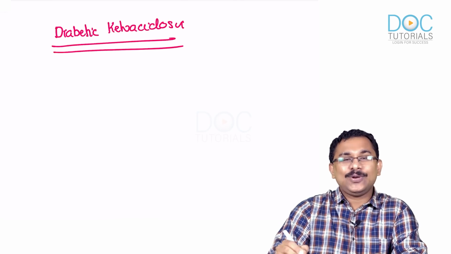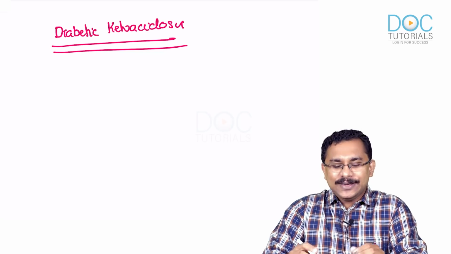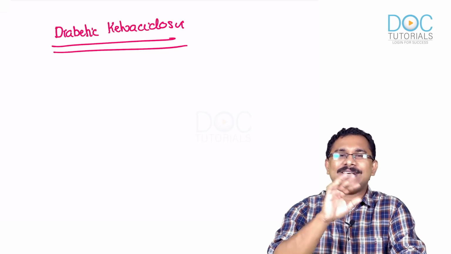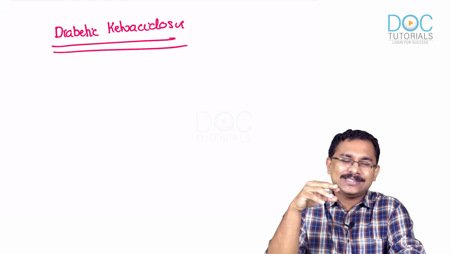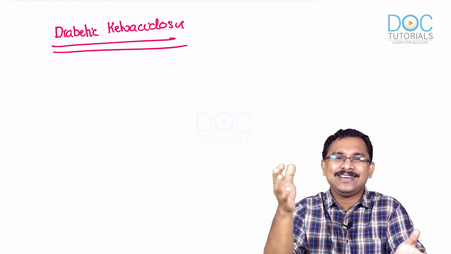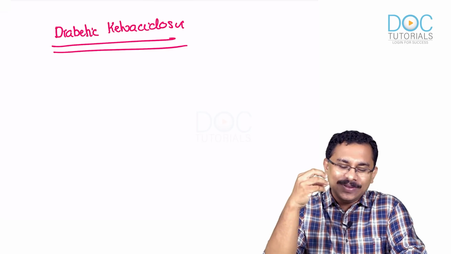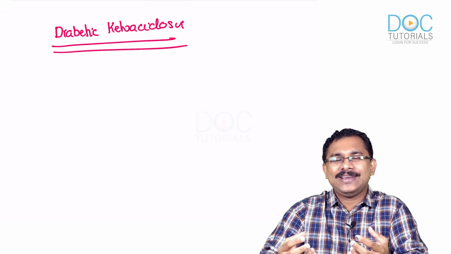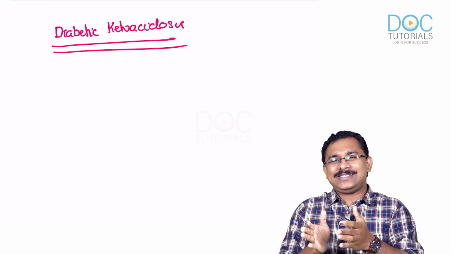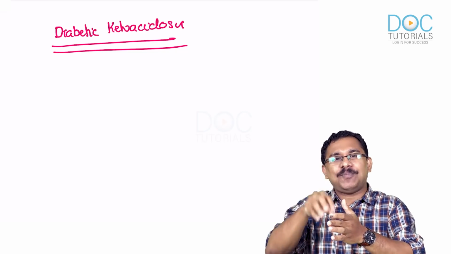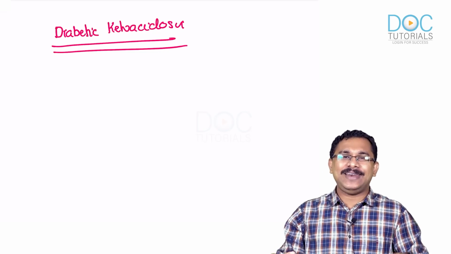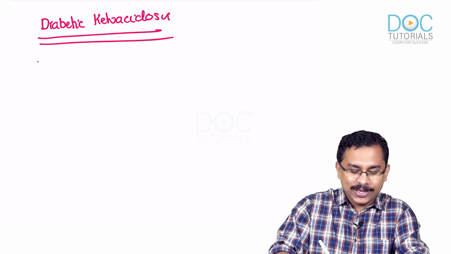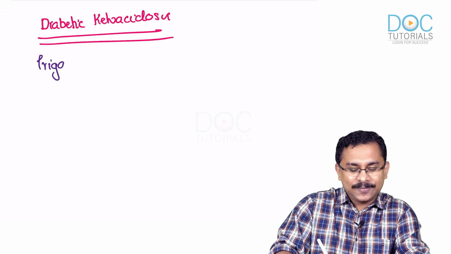So diabetic ketoacidosis. For diabetic ketoacidosis to develop, it is very obvious that it develops in individuals who have diabetes, goes without saying. In a diabetic patient, there must be some problem for this DKA to manifest. And these are what are called your triggers, your triggers of DKA.